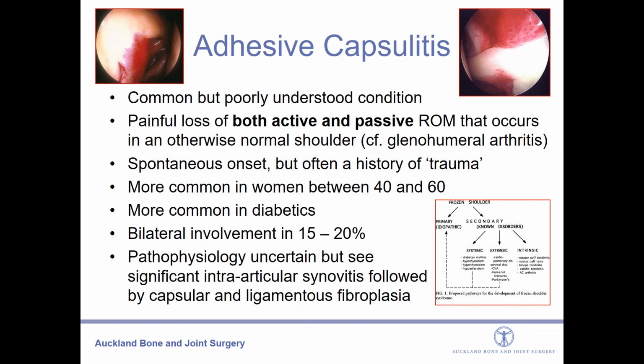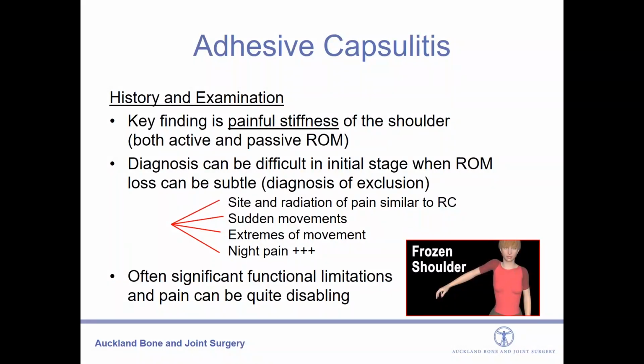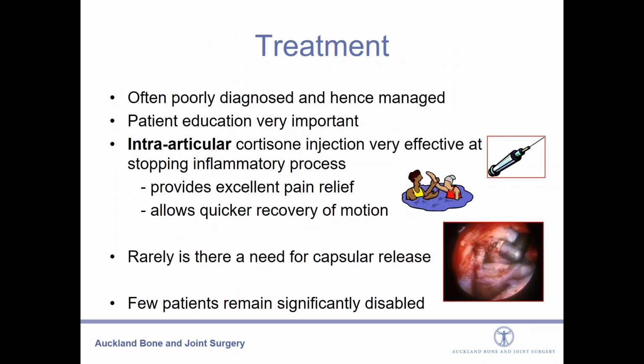The problem is, like many things around the shoulder, we don't really understand the pathophysiology of it, so there's a lot we don't understand about it. But going back right to the beginning, painful stiffness, that painful loss of both active and passive range of motion. So the history can be very similar to impingement and rotator cuff problems. The site of the pain is very similar, but if they've got particularly bad night pain, sudden movements are really sore, the extremes of movement, and they're stiff when you examine them, it's a frozen shoulder until proven otherwise.